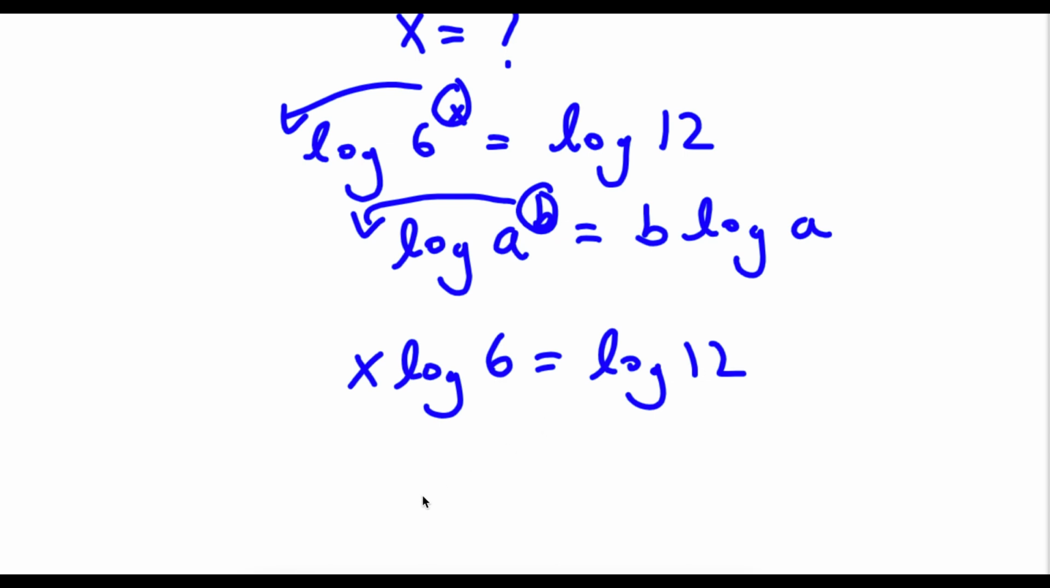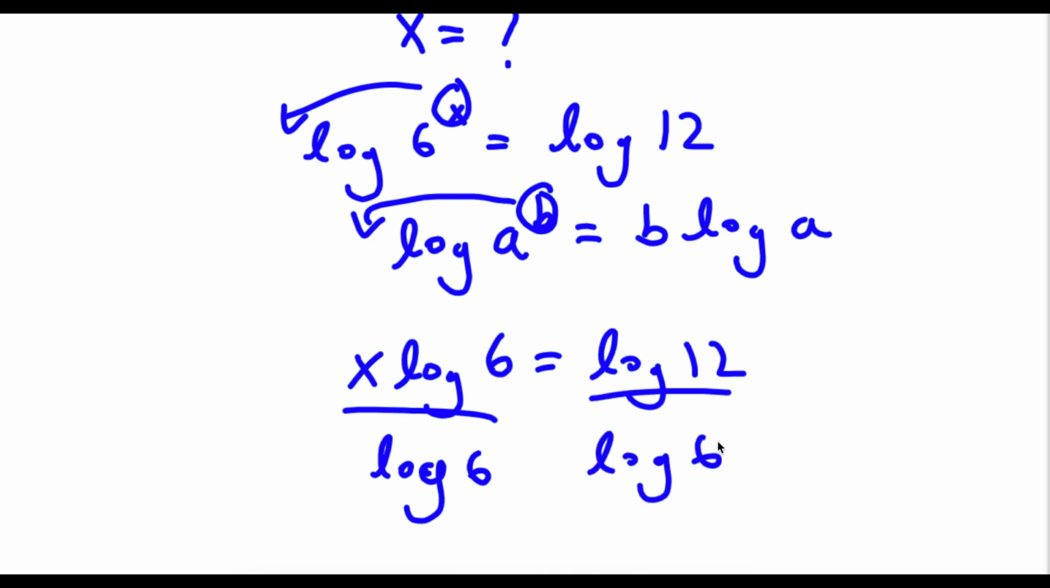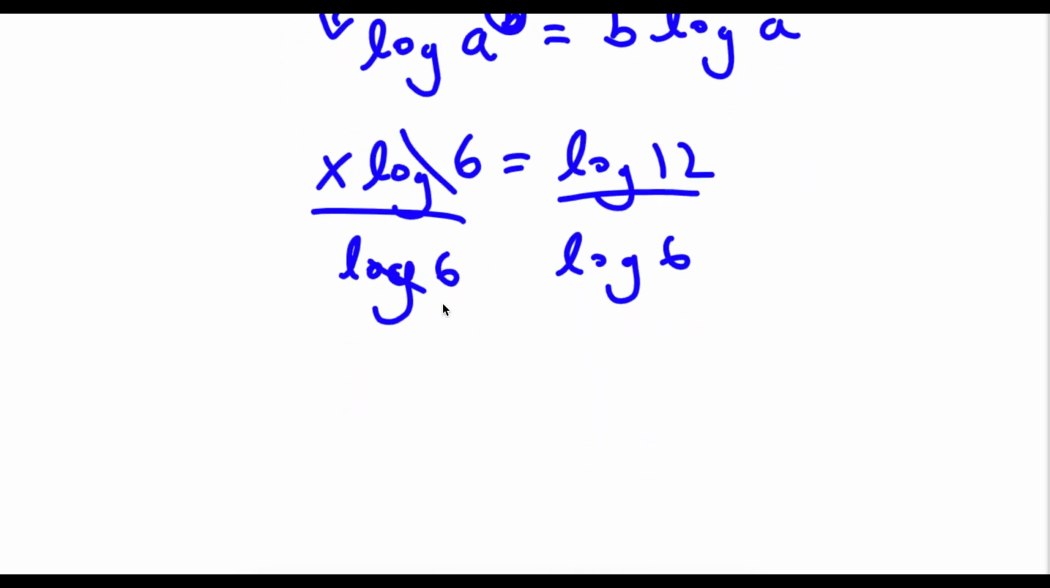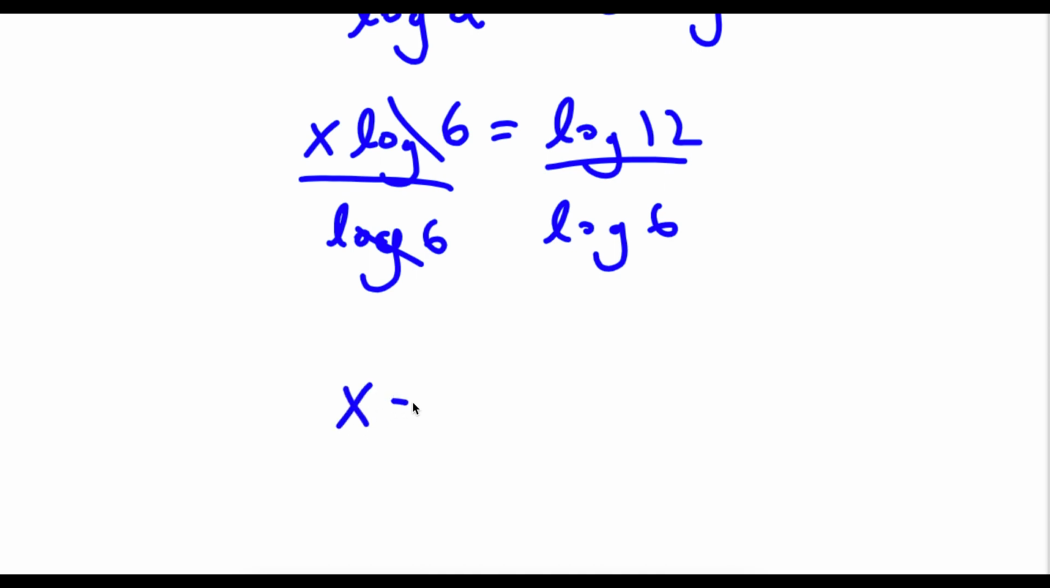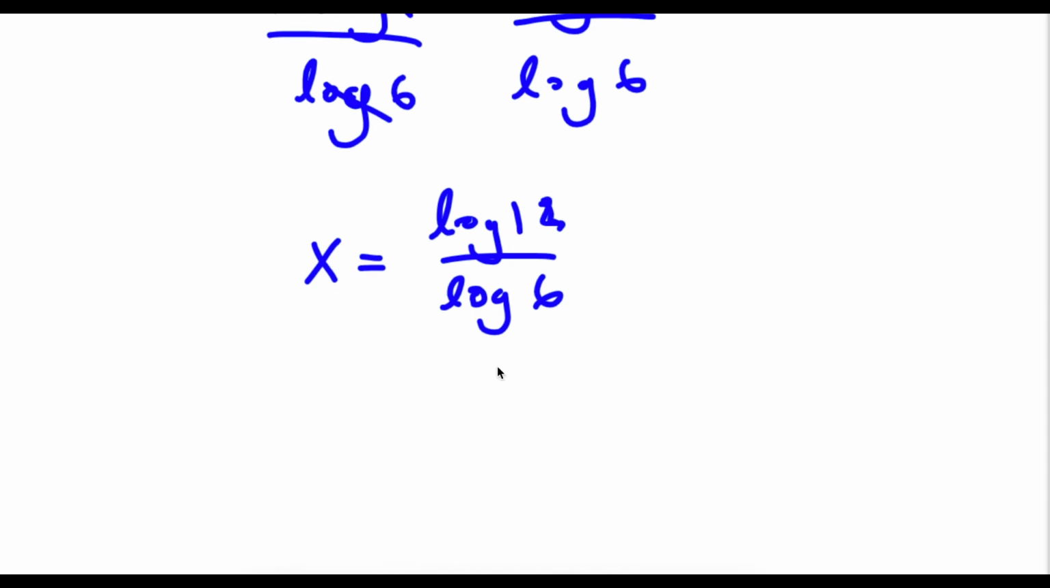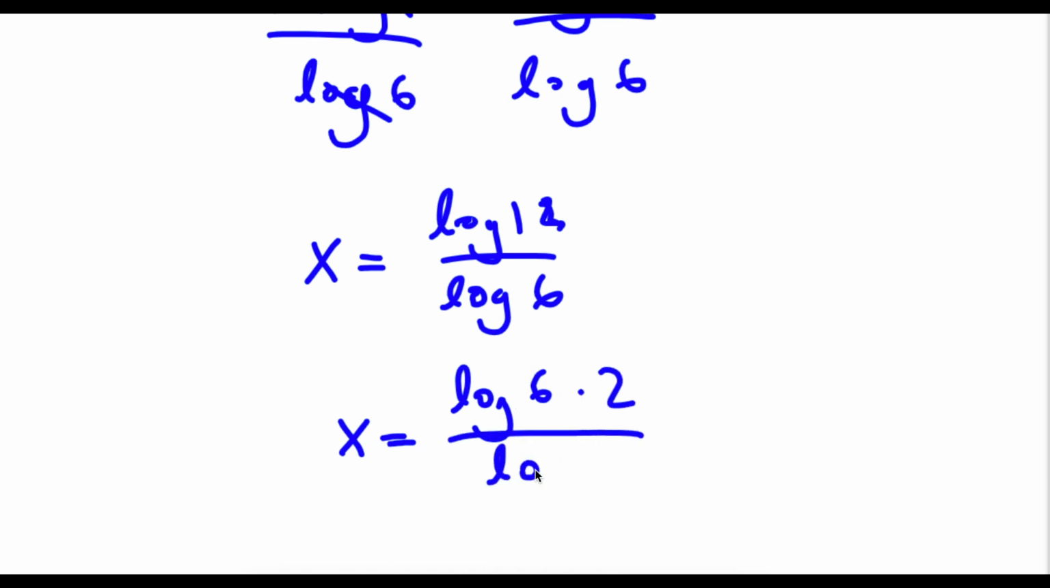And now what I'm going to do is I'm going to divide by log 6 on both sides. So now these two will cancel out, and I'll be left with x is equal to log 12 over log 6. So now log 12, this is the same thing as log 6 times 2. I have this over log 6.